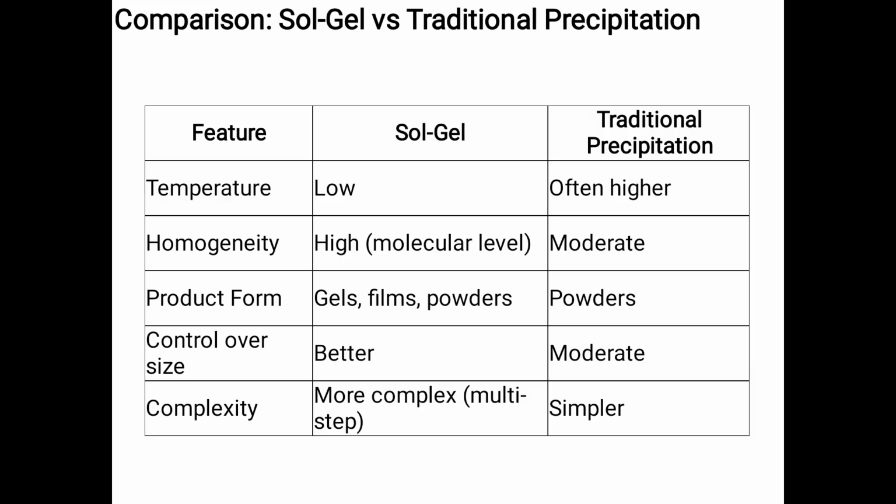Comparison of sol gel method with the traditional precipitation methods. The sol gel method has low temperature compared with the traditional precipitation method, and it has high homogeneity, and also the product form is gel, films as well as powders, and it has better control over the size obtained, and it is observed to be more complex than the traditional precipitation method.